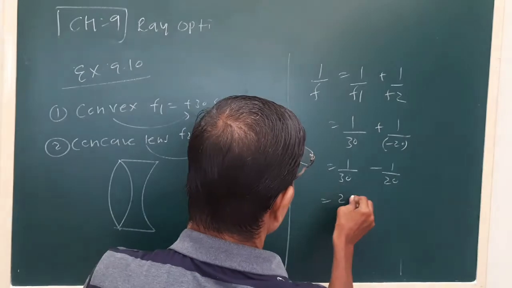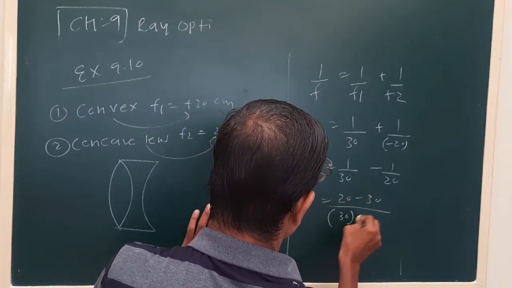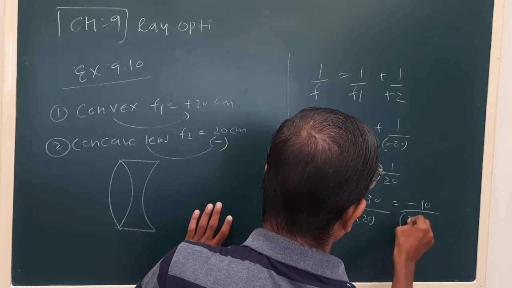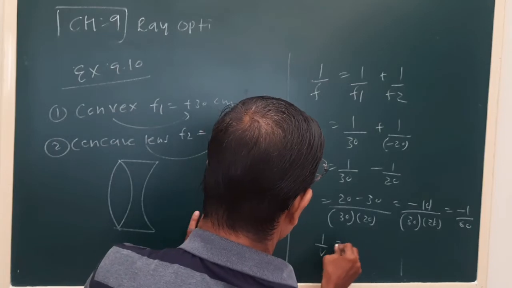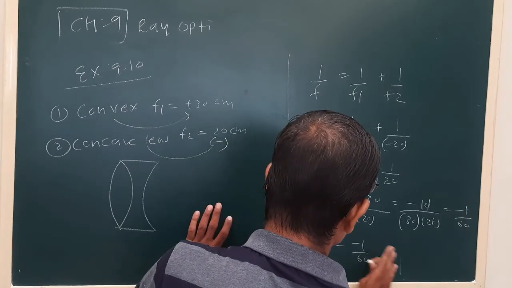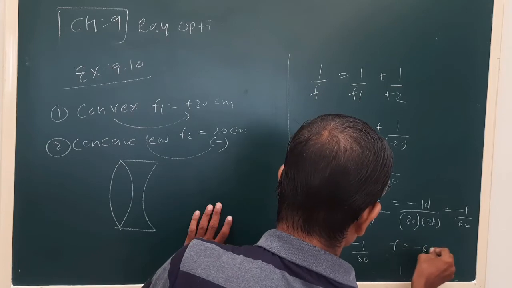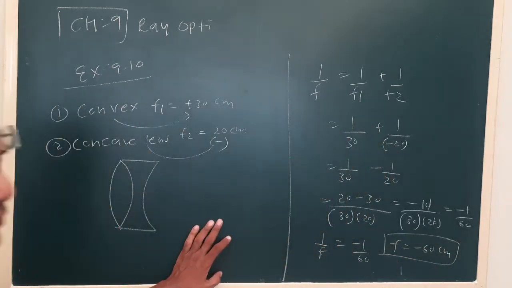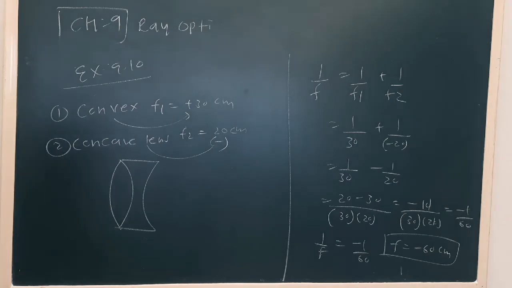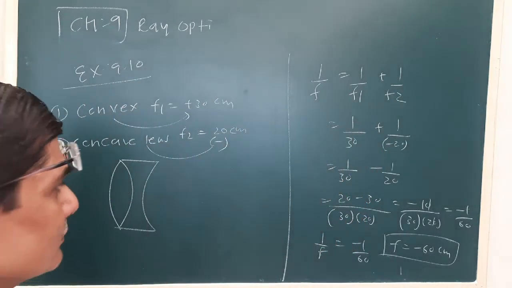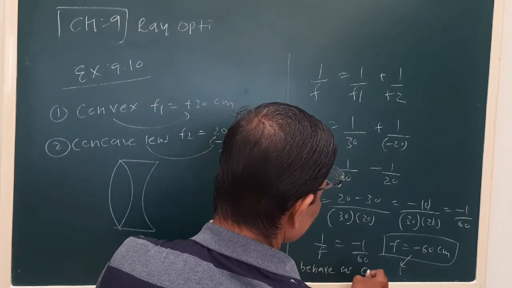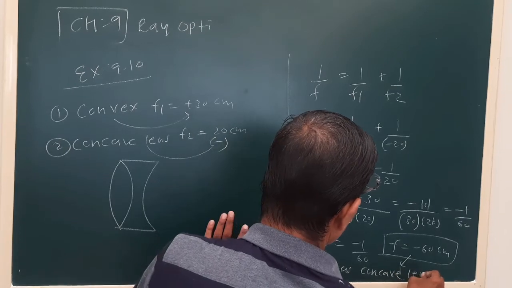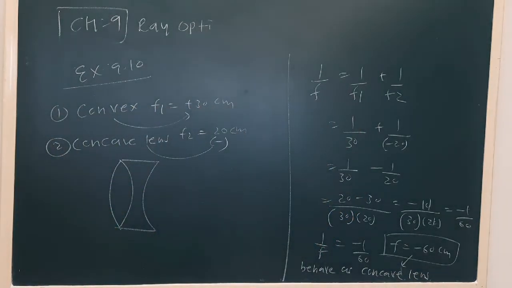Okay, now see, 1 upon F is minus 1 upon 60. Now see, equivalent focal length we get a negative value. So that's why the combination acts as, or behaves as, a concave lens. So this is about exercise sum number 9.8.